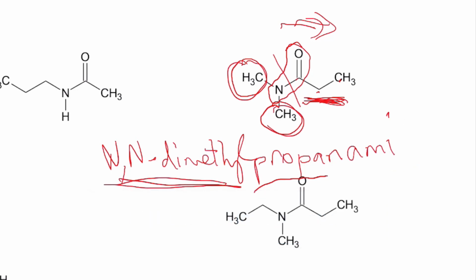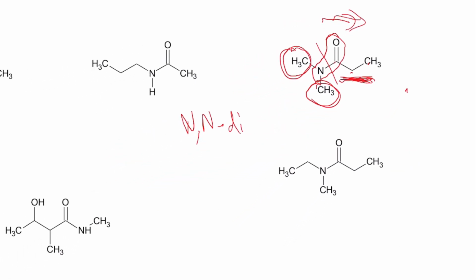So to clean this up, we'll see the example below it. So also a propane, so we have a propanamide. The only difference is that on the nitrogen we have an ethyl group, and on the nitrogen we have an ethyl group, methyl group, sorry. So E comes before M, ethyl before methyl.